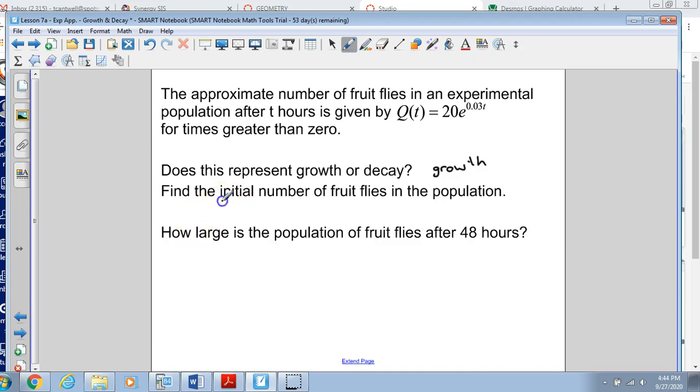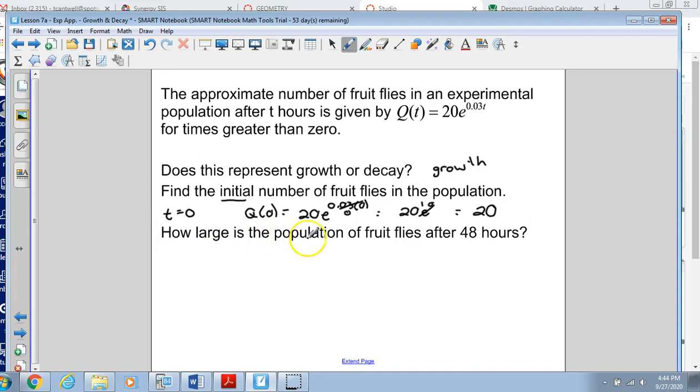Find the initial number of fruit flies in the population. Well, the initial number of fruit flies would be at the time when t equals 0, when no time has passed. So we would find that by evaluating q of 0 equals 20e to the 0.03 times 0 power. Now 0.03 times 0 is 0. And 20e to the 0 power, well, e to the 0 power is 1, so 20 times 1 is 20. So our initial population would be 20 fruit flies.